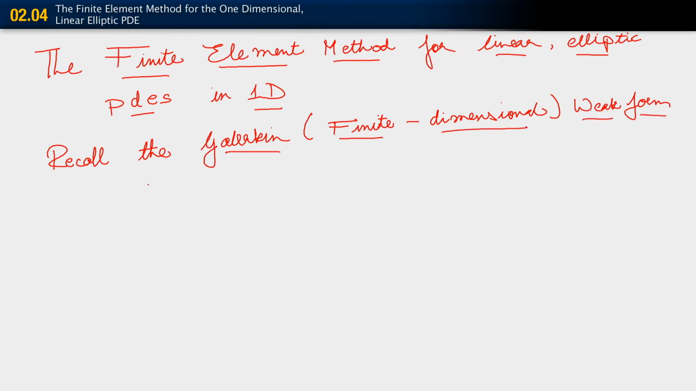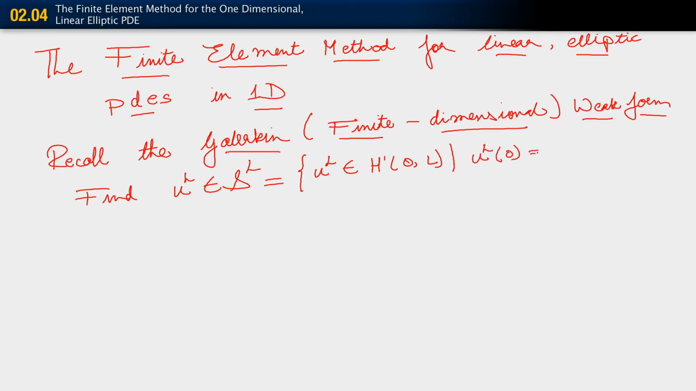One more time, unto the breach. Okay, so one more time, we're going to write this out. Find u^h belonging to S^h, which is equal to, S^h is equal to functions u^h. Now we're saying that they belong to H1 on (0, L), such that they satisfy our Dirichlet boundary condition.